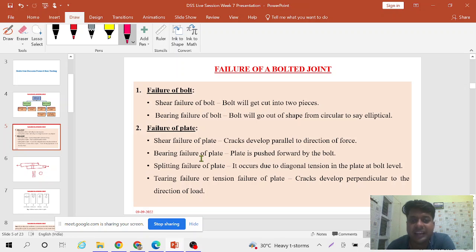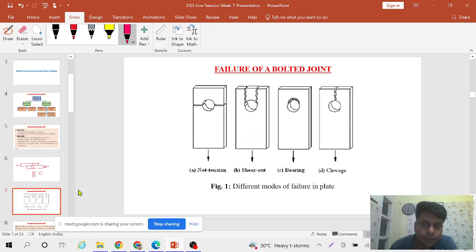Now second is bearing failure of plate. In this, the plate is pushed forward by the bolt. In figure 1C, here you can see what is happening.